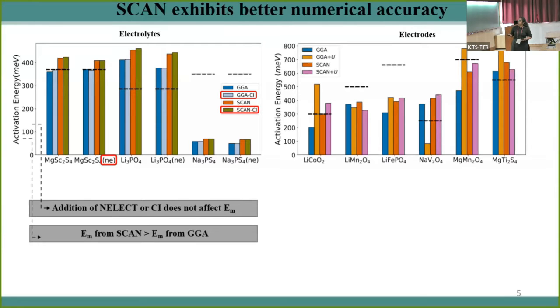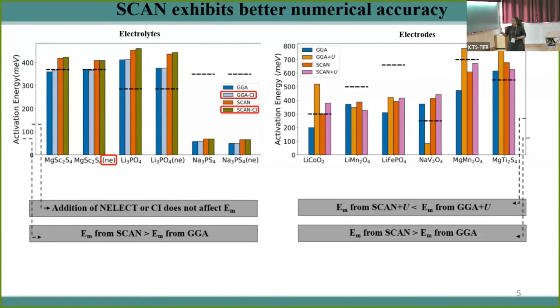With respect to electrodes, we have used the same color codes here, except that for GGA+U and SCAN+U, we have used these pink and orange colors. And important observations here are that EM from SCAN+U tends to be lower than EM from GGA+U, and EM from SCAN tends to be higher than EM from GGA.